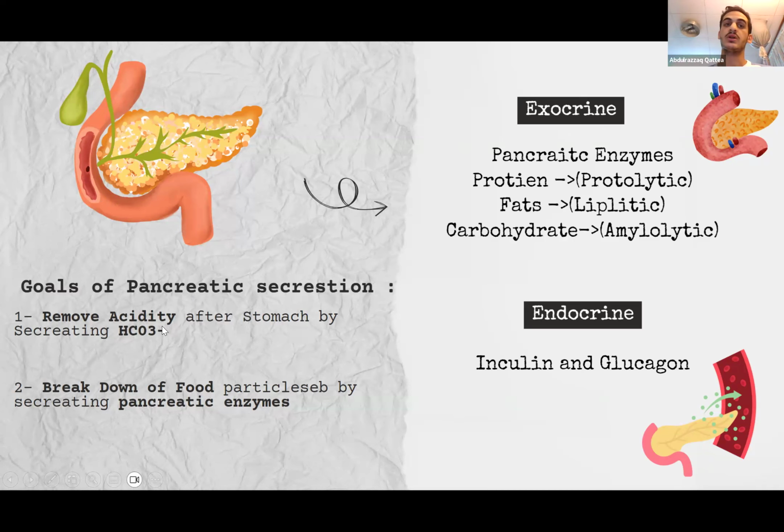The second goal for pancreatic secretions is we need to break down the food. The pancreas will have a lot of enzymes that will break down the three main sources of energy, which are proteins, fats, and carbohydrates. The other thing is the pancreas is known to be an exocrine gland and an endocrine gland. What does exocrine mean? It means the pancreas will secrete its content and its enzymes out of the blood vessel.